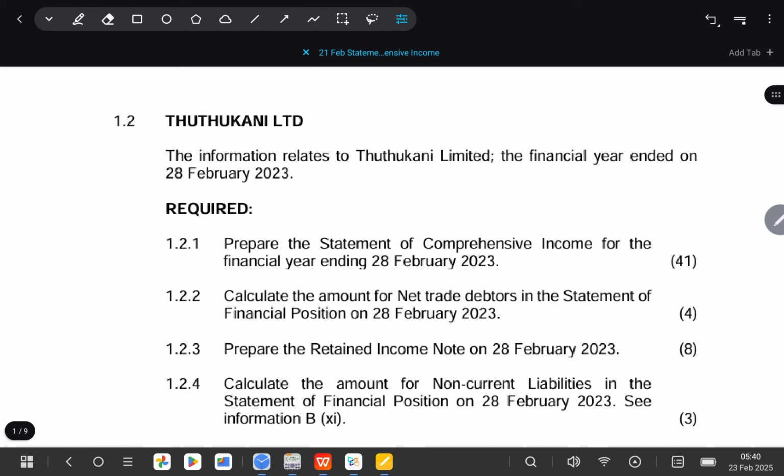Now, in this lesson, we are required to prepare the statement of comprehensive income. And our year ends on 28 February 2023. So if we are ending on 28 February 2023, it means that we started on the 1st of March 2022. So this is one of those basic foundational pieces of information that you need to know and make sure that you master.